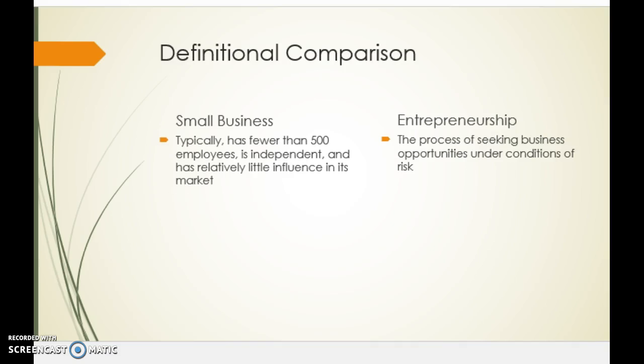Let's begin with a comparison of small business and entrepreneurship. A small business is independent, has little influence in the market, and typically has fewer than 500 employees. The price it pays to wholesalers and that it can charge to its customers are largely set by market forces. Entrepreneurship is the process of seeking business opportunities under conditions of risk. Entrepreneurs may not all have the same goals.